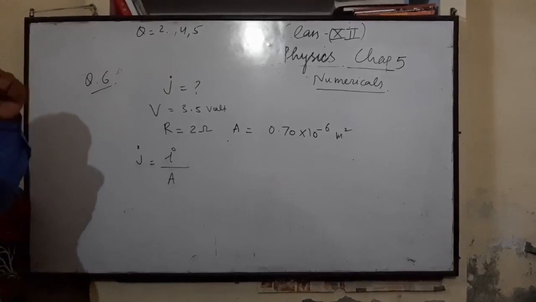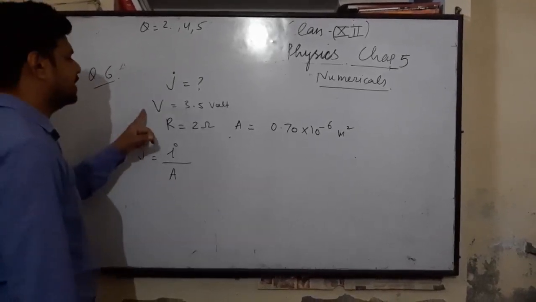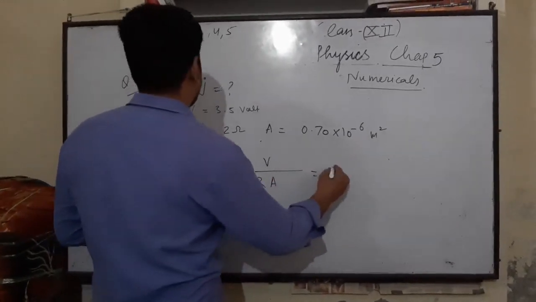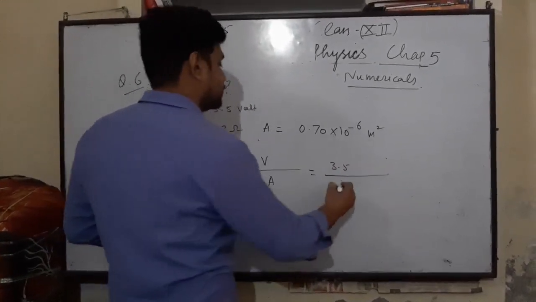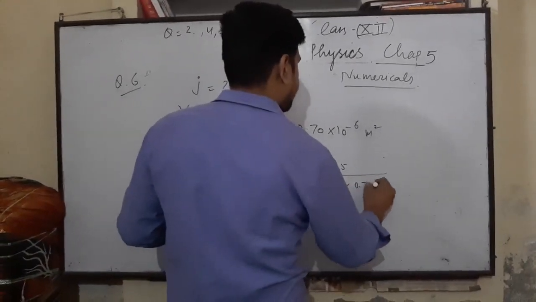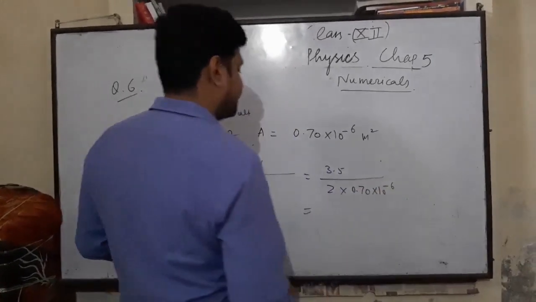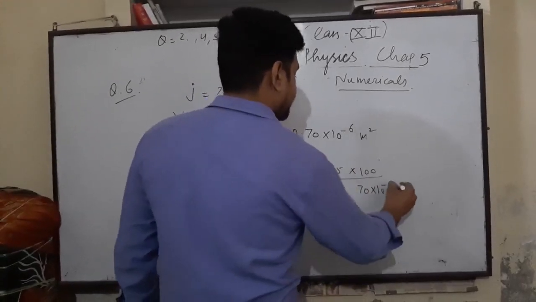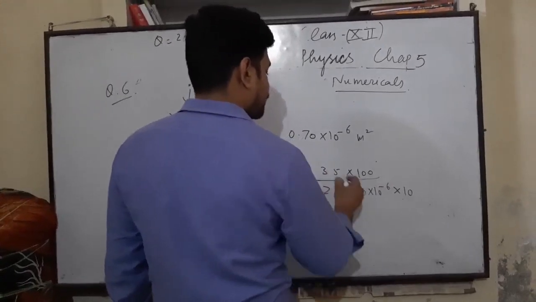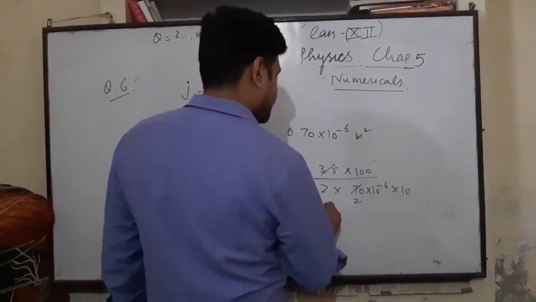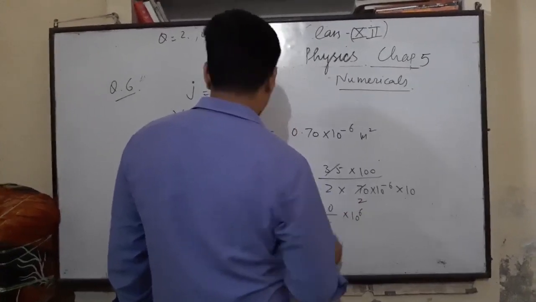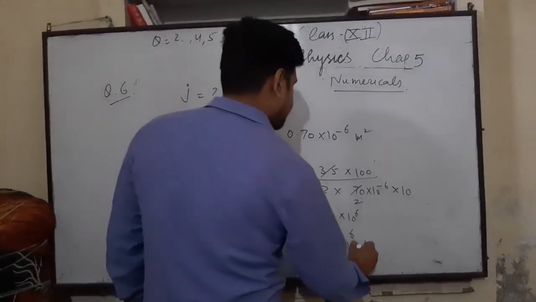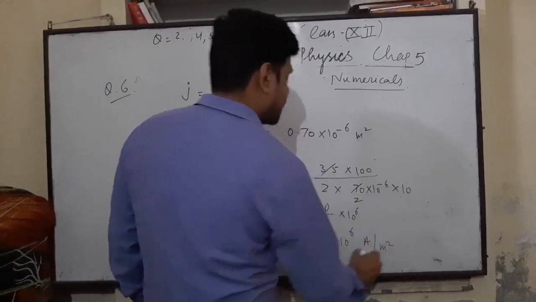But in this numerical, the value of I is not given, but we have V and R, and we know I is equal to V over R. So J is equal to V over R into A. V is 3.5 upon R is 2 into A, so this is 2.5 into 10 to the power 6 ampere per meter square.